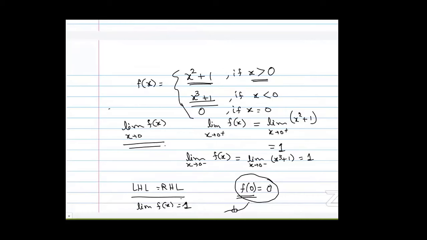Suppose this is my definition of the function for x greater than 0. It is defined in that way. At x equal to 0, the functional value is defined as 0. But if it is defined as 1, then it is continuous. Exactly. So it depends exactly on the definition of the function. Got it.